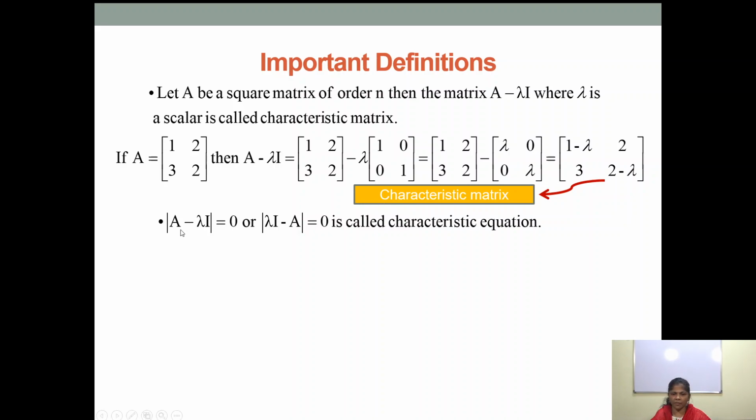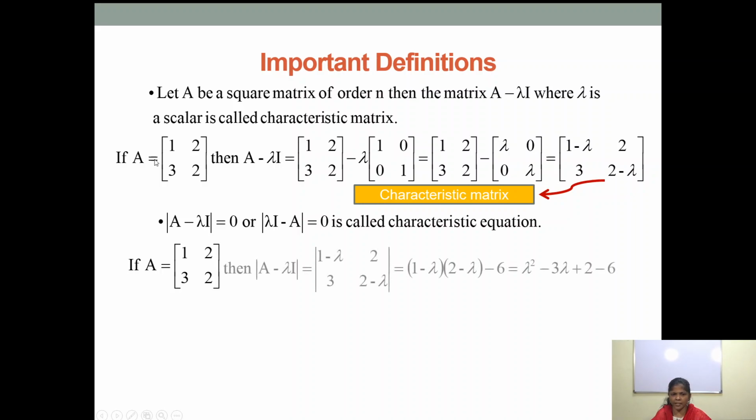Now let us see the next definition. Determinant of A minus lambda I equal to 0, or determinant of lambda I minus A equal to 0, is called the characteristic equation. Again we'll take the same example. We have the matrix A minus lambda I, that is 1 minus lambda, 2, 3, 2 minus lambda. Write this as a determinant and solve it. Multiply these two: 1 minus lambda into 2 minus lambda, minus 6. Simplify this.